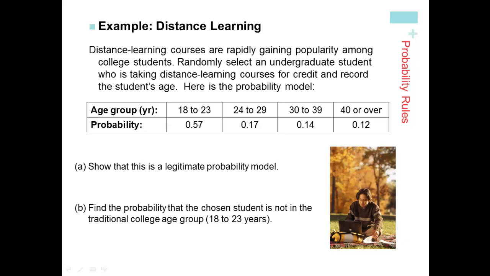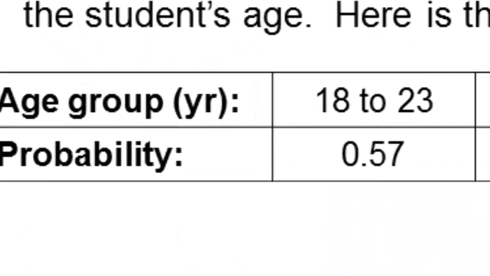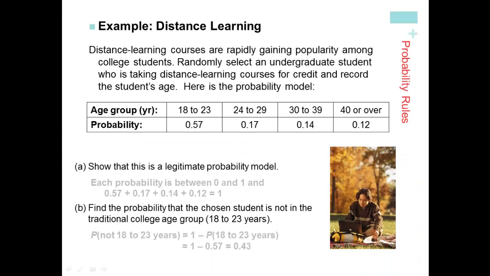B, find the probability that a chosen student is not in the traditional group of 18 to 23 years old. In this case, I'm trying to find the complement of the 18 to 23. So my complement rule again is 1 minus the probability that that event does happen. So it would be 1 minus the probability that the student is between 18 and 23 years old, which is 0.57. When I take 1 minus 0.57, I end up with 0.43. So the probability that it's not the traditional age student is 0.43.